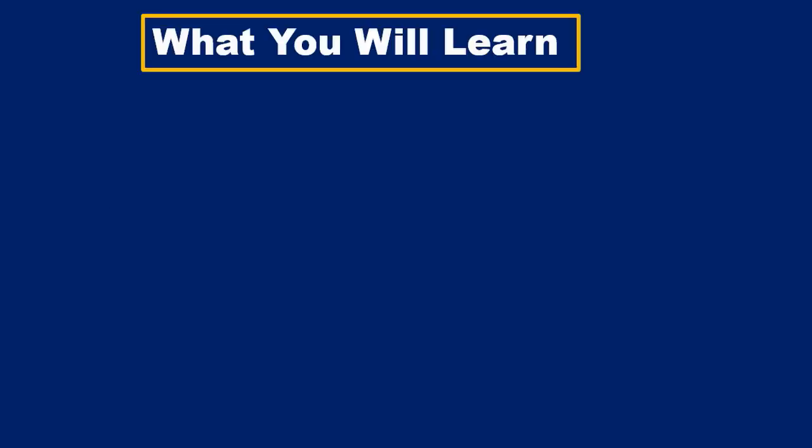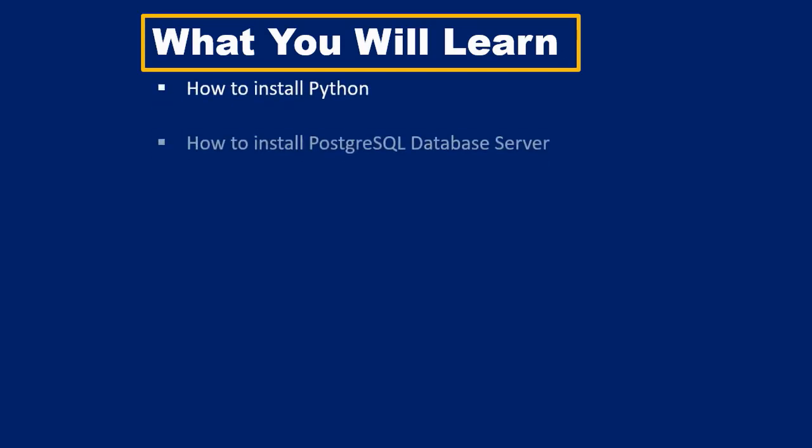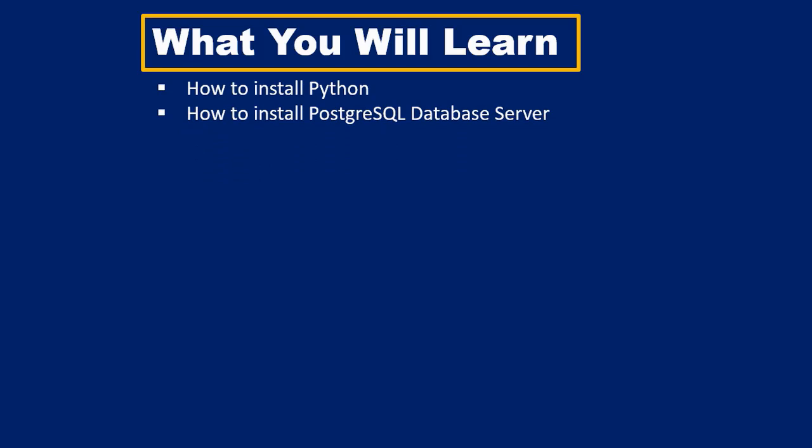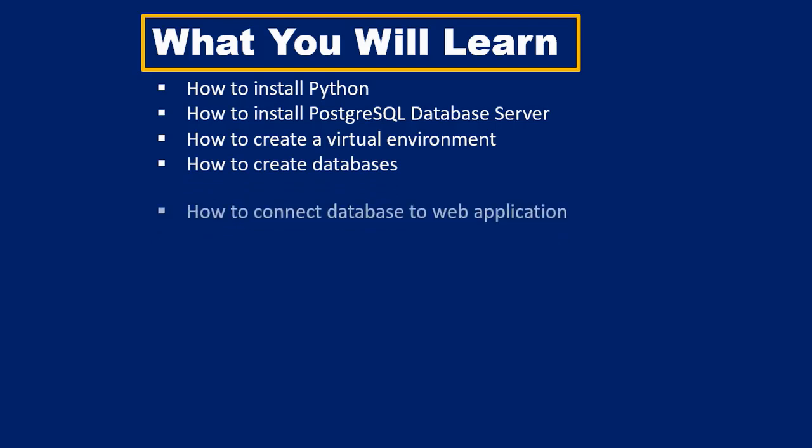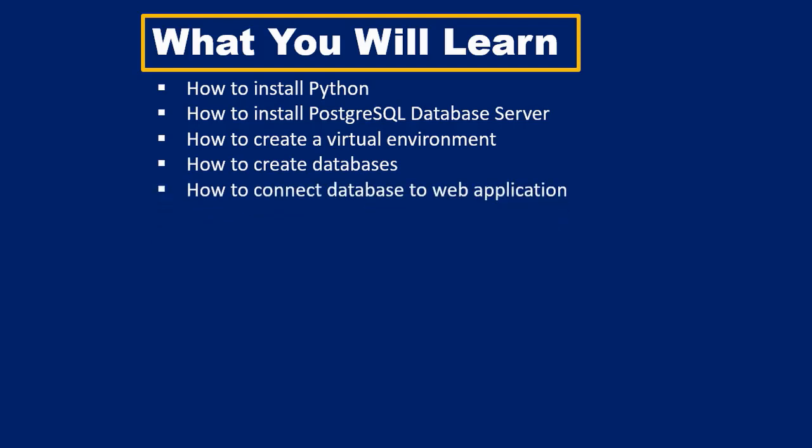We'll start off by installing Python and setting up our database system using PostgreSQL database server. We will create a virtual environment for our project. We will create a database. We will connect the database to the web application we are creating. We'll create a model for the database. We will run the migrations for that model.